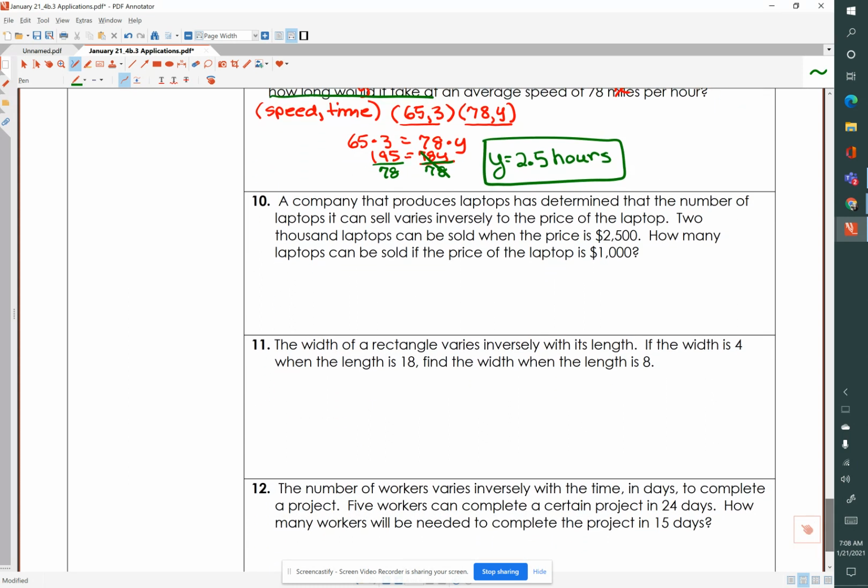Okay, welcome to our problem about laptops. We know a lot about those this year. So a company that produces laptops has determined that the number of laptops that it can sell, that's our y value, varies inversely to the price of the laptop. That'll be our x. So let's define that right now. Our x is the price, and our y is the number of laptops.